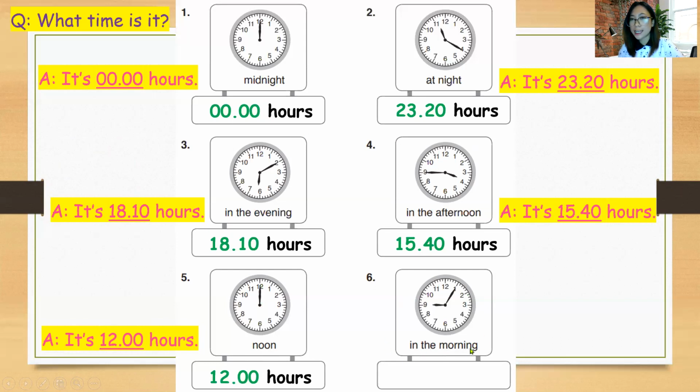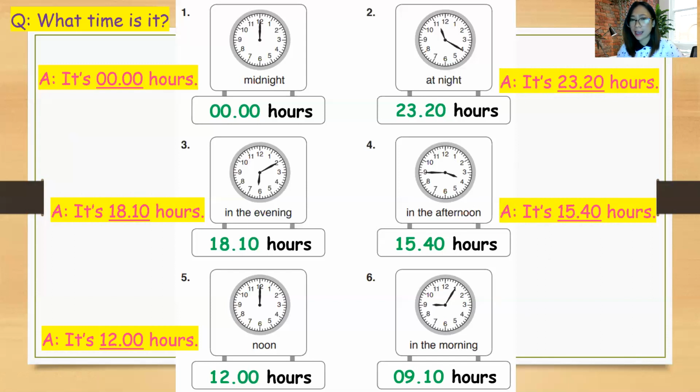Okay, let's go to our last clock. In the morning. So this is before 12. What time is it here? Can you guess the time? Okay. It's 9.